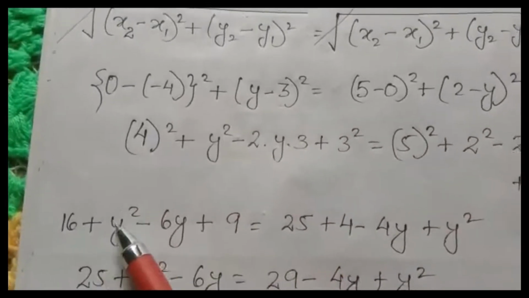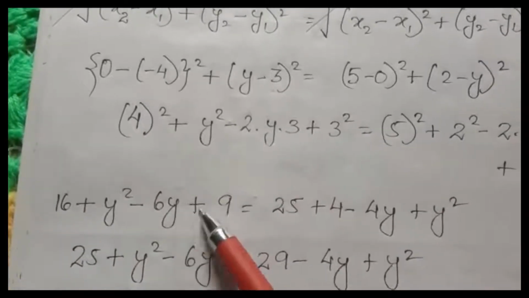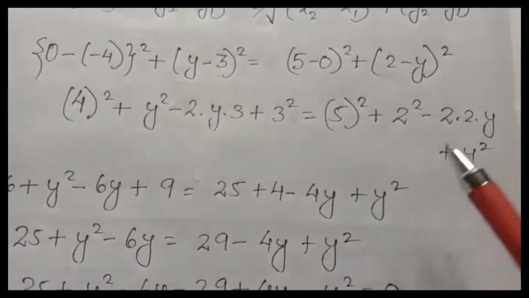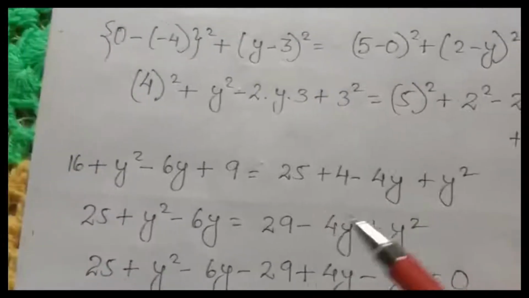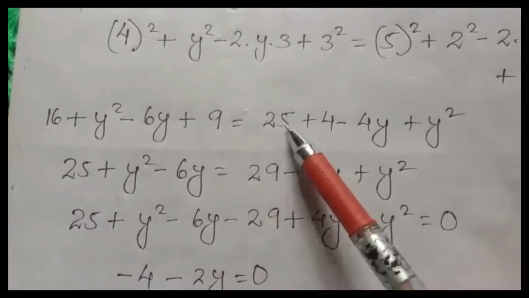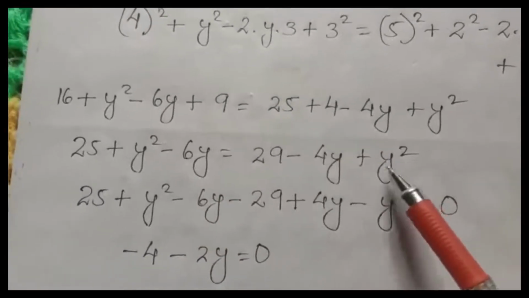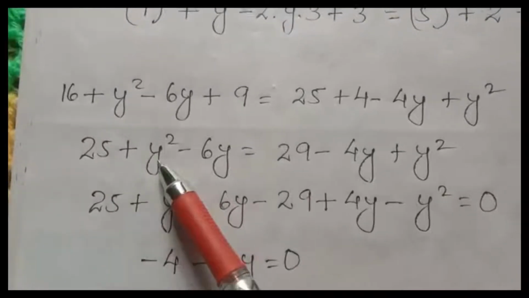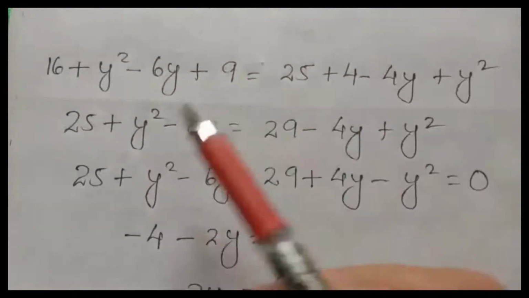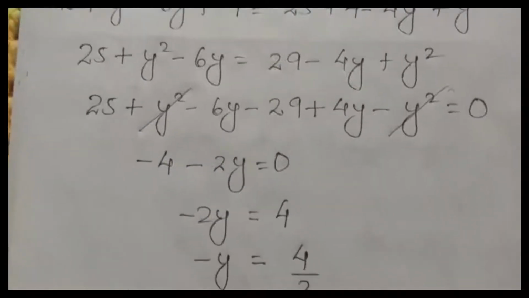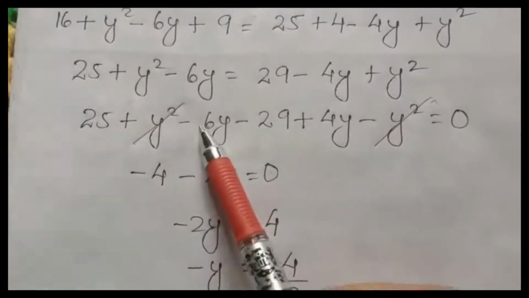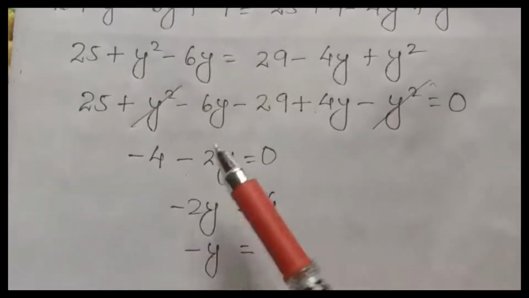So 4 square is 16 plus y square minus 2 3s are 6y plus 3 square is 9 is equal to 5 square is 25 plus 2 square is 4 minus 2 2s are 4y plus y square. So 16 plus 9 is 25 plus y square minus 6y is equal to 25 plus 4, 29 minus 4y plus y square. So 25 plus y square minus 6y minus 29 plus 4y minus y square is equal to 0. Y square cancels since they have opposite sign. 25 minus 29 is minus 4, minus 6y plus 4y is minus 2y, is equal to 0.